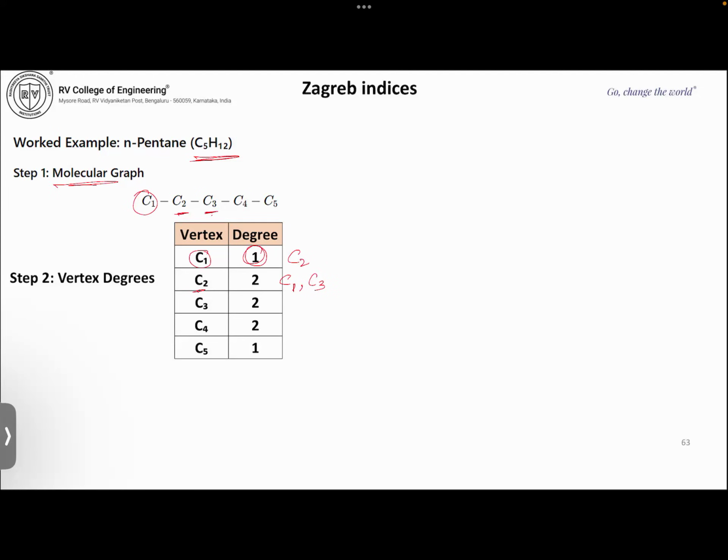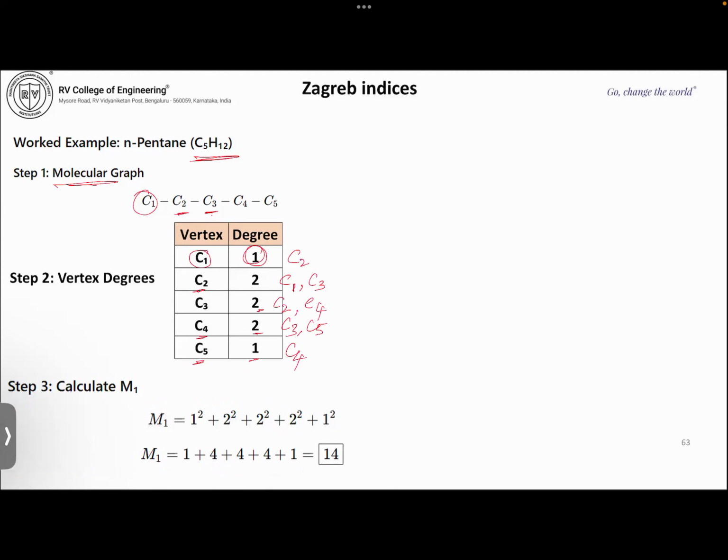Then if you consider C3, the third vertex of the pentane, C3 is attached to C2 and also the C4 carbon. So therefore, its degree is 2. So similarly, C4 is also 2 and C5 is 1, because C4 is attached to C3 and C5, and C5 is attached to C4. So this is the degree. So degree of a vertex is the number of atoms to which it is attached.